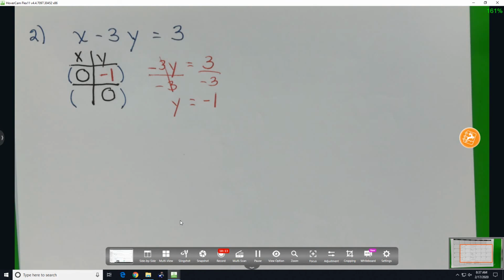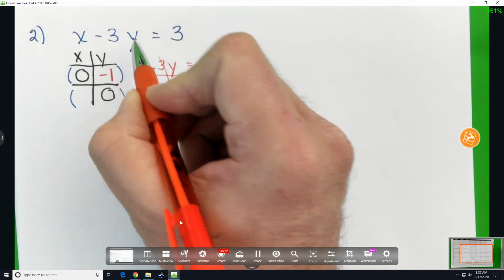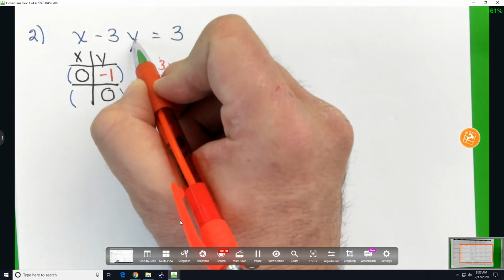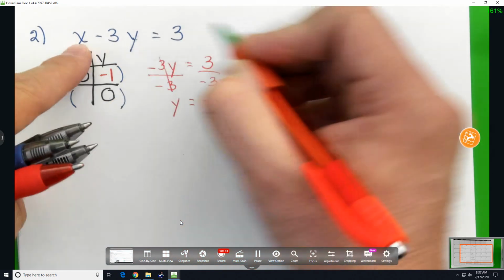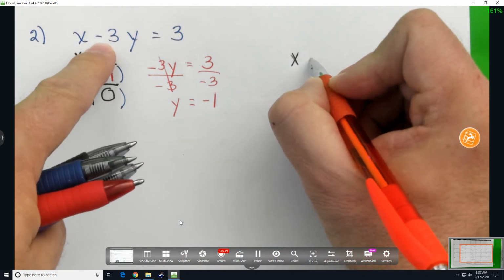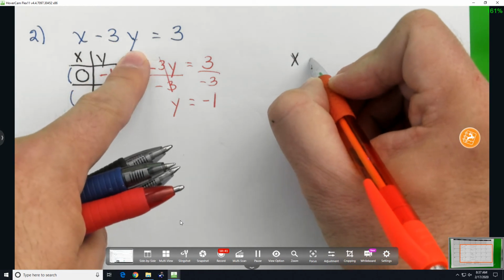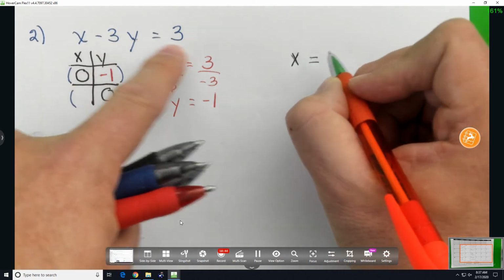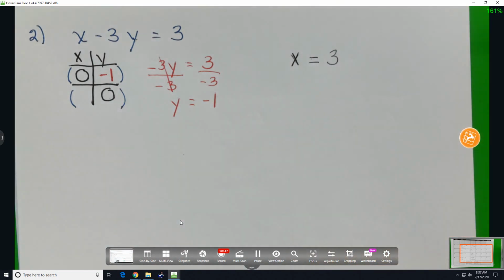Now, let's do another one of those. Let's plug 0 in for y now. Plugging a 0 in for y. Oh, that's going to be pretty easy. If I put a 0 right here for y, I would have x minus 3 times 0, and minus 3 times 0 is just 0. So x, would it just be x equals 3? So there's the two intercepts.